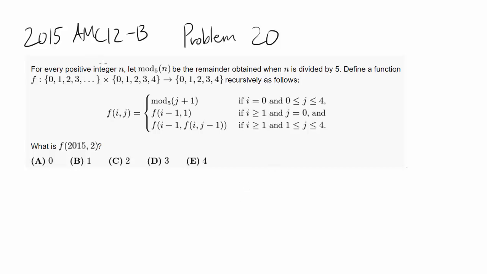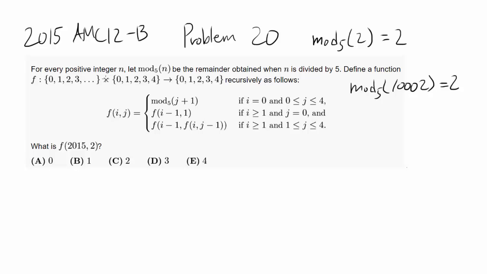This question is from 2015 AMC 12B, and it's problem 20. For every positive integer n, let mod sub 5 of n be the remainder obtained when n is divided by 5. So mod sub 5 of 2 is going to be 2, because 2 divided by 5 leaves you with a remainder of 2, and mod sub 5 of this number is also going to be 2, because when you divide this number by 5, you're going to get 2 as a remainder.